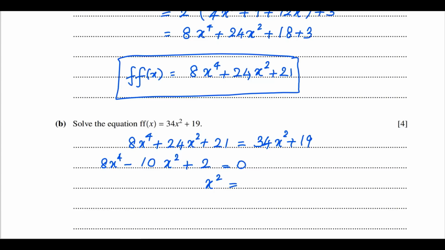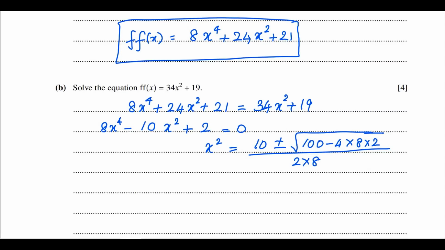So x square equal to 34 plus or minus, b square is 1156, minus 4 multiplied by 8 multiplied by 2, divided by 2 multiplied by 8. So you'll get 34 plus or minus square root of 1156 minus 4 multiplied by 8 multiplied by 2 is 64. So you will get 36. Square root of 36 is 6, divided by 16.